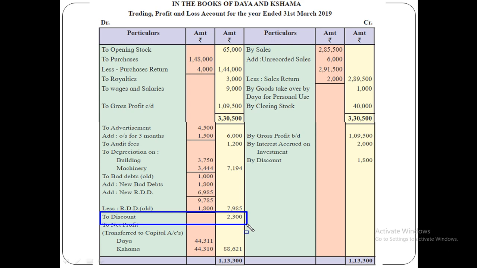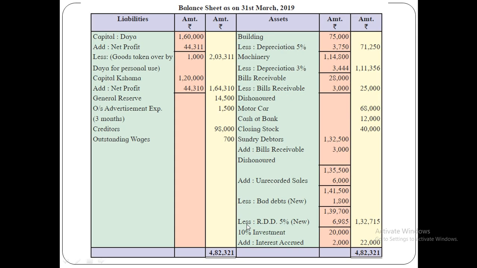Next is building. Building is an item of asset. We are directly recording building. This is the very first item, and here we have one adjustment to the building, that is depreciation at the rate of 3%. So we are deducting 3% of 75,000. This is the first effect we are deducting.